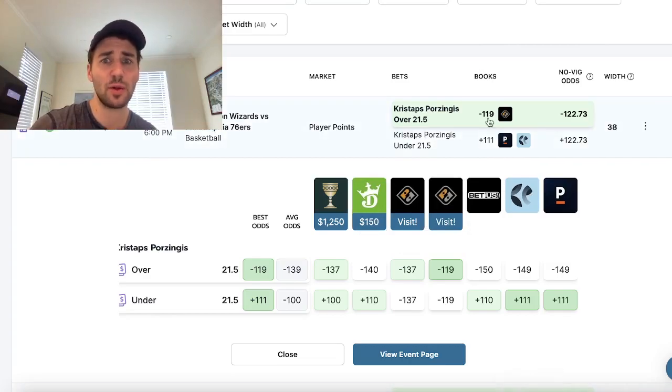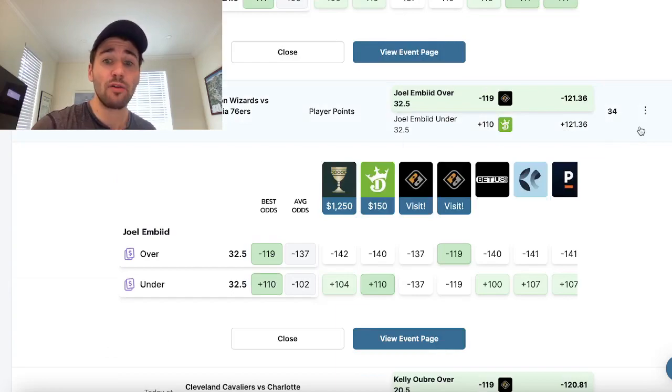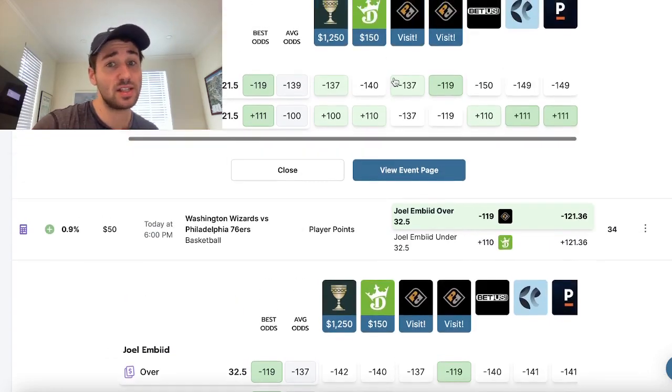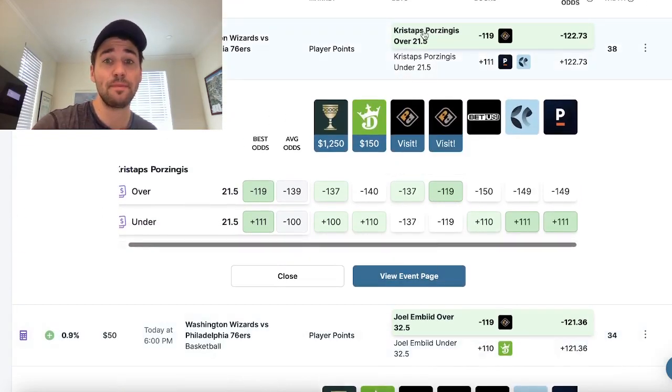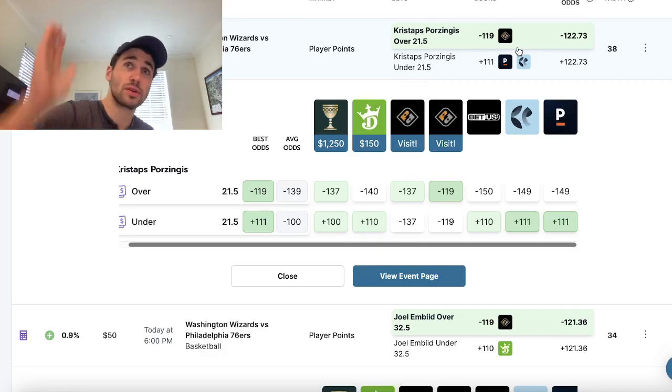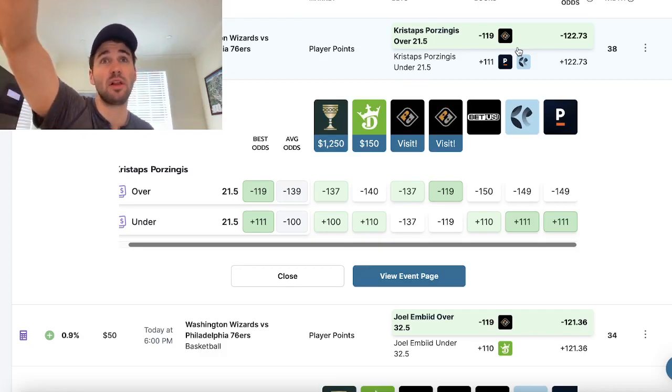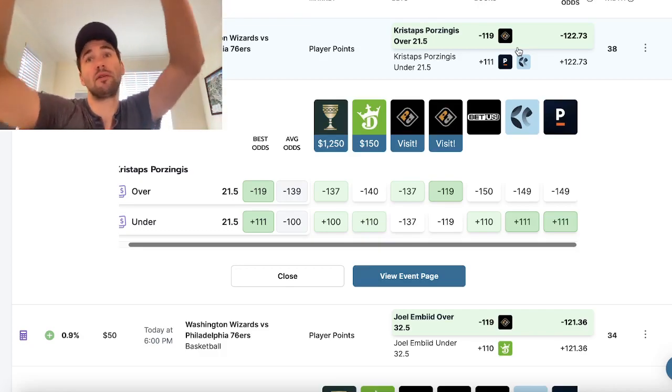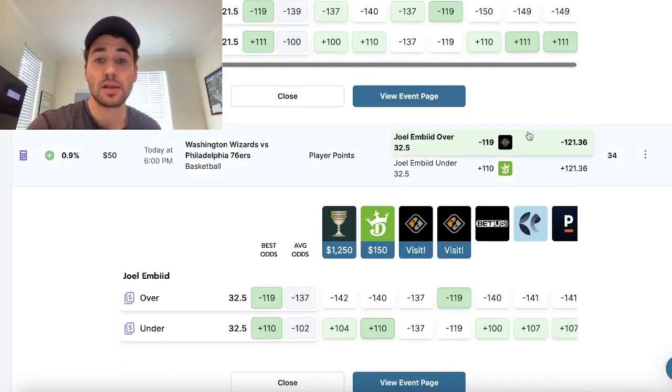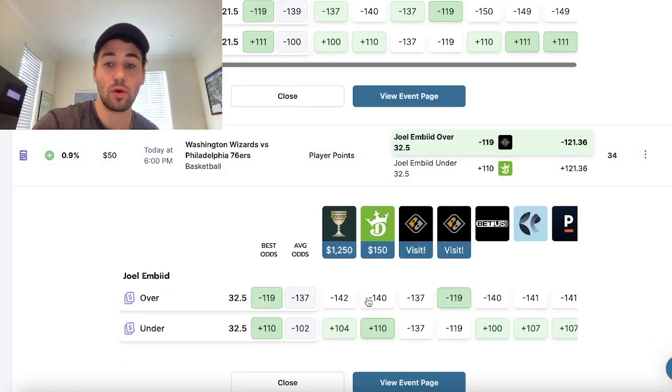So literally just following the data. I ripped Porzingis over, I ripped Embiid over, right? So they're playing against each other, and honestly, if it's a close game, they'll both probably play more minutes. So these probably have some positive correlation. If Porzingis goes over and is in the game longer, Embiid is more likely to go over and be in the game longer. So 1, 2, once again, 1, 2, 3, 4. There's 4 data points, right?